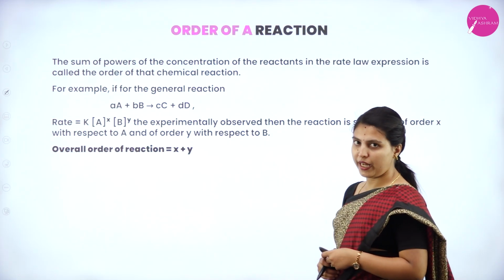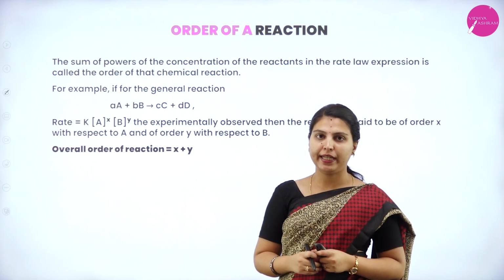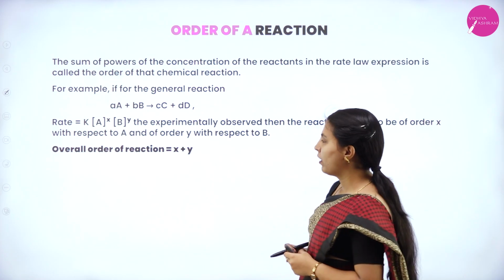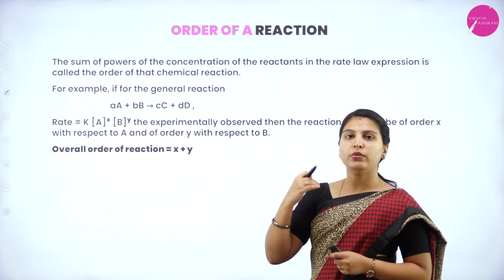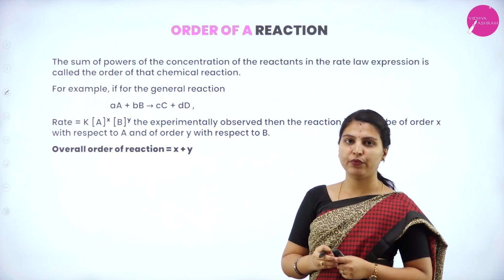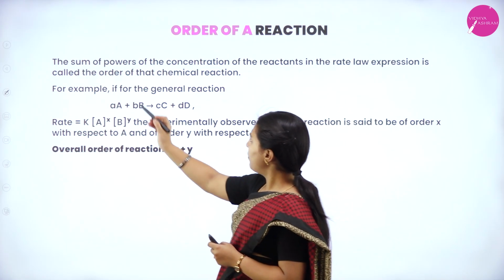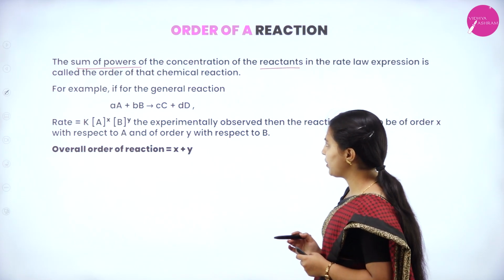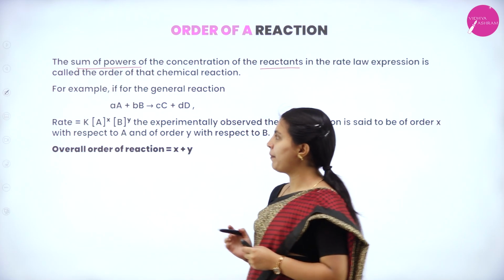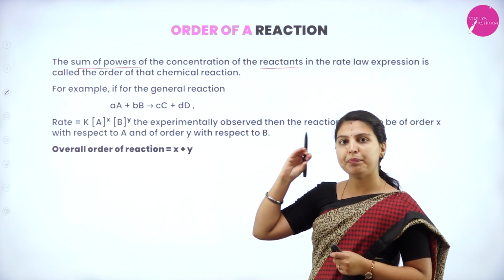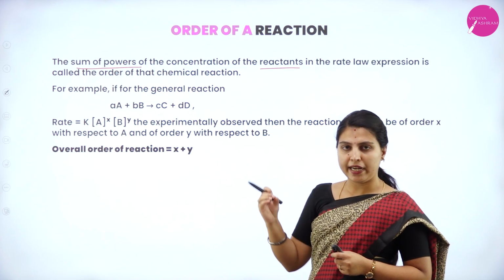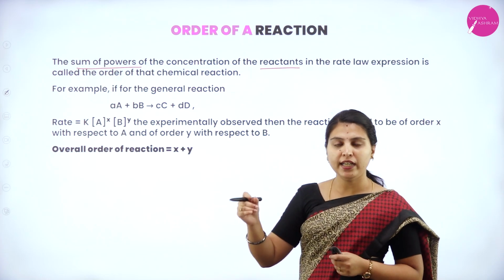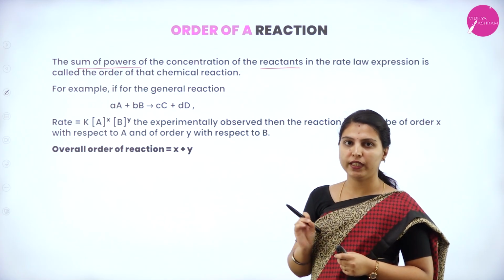Order of a reaction. What do you mean by order of reaction? When you have seen some chemical equation, how do you analyze which order reaction it will be? The sum of powers of the concentration of the reactants in the rate law expression is called the order of that chemical reaction. Means whatever the powers given over the concentration of the reactants, you have to add those powers and then you give the order of the reaction.